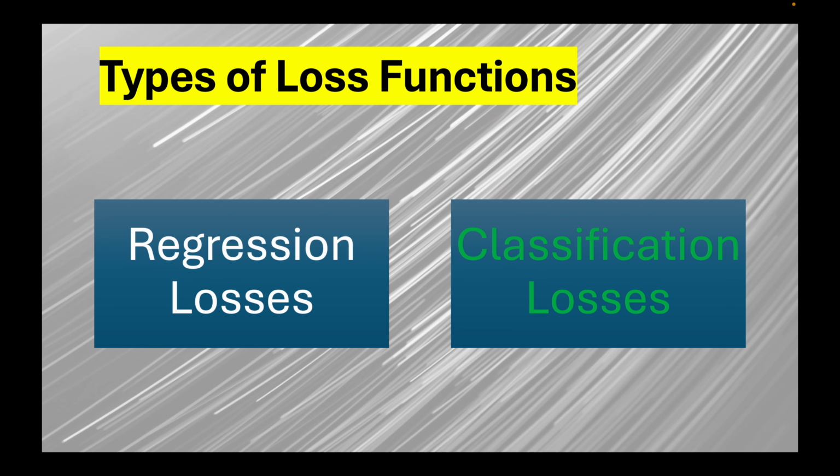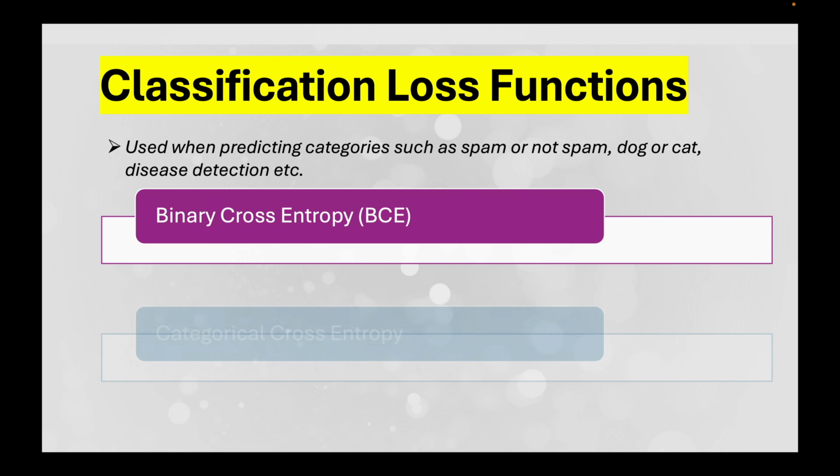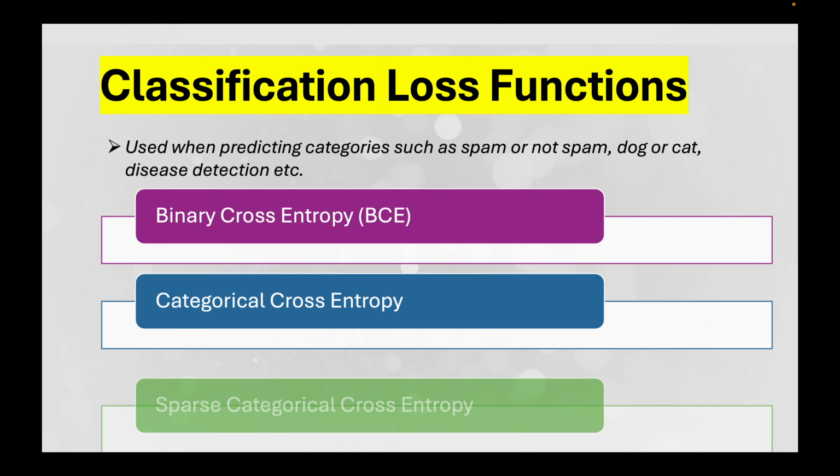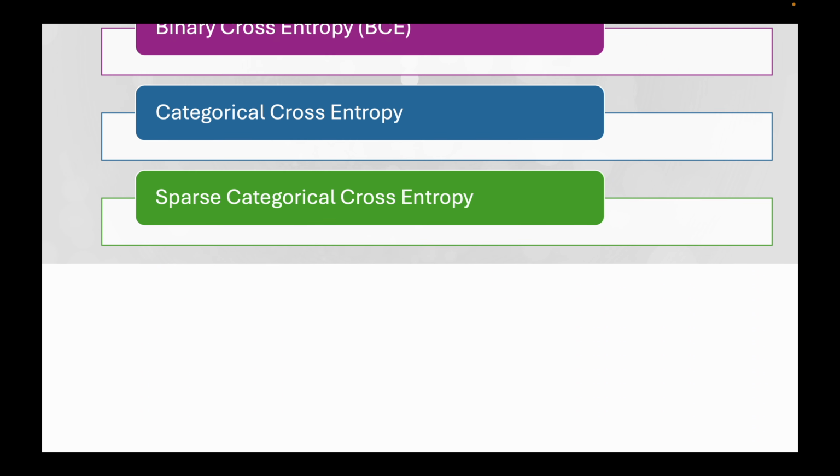Among the types of loss functions, we are now discussing classification losses. Classification loss functions are used when predicting categories such as spam or not spam, dog or cat, or disease detection. The types of classification loss functions are binary cross entropy, categorical cross entropy, and sparse categorical cross entropy. Now let's discuss each of them.